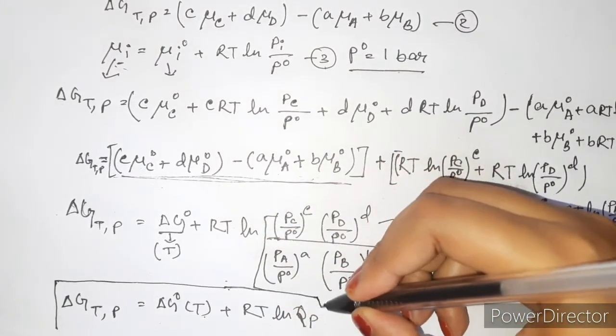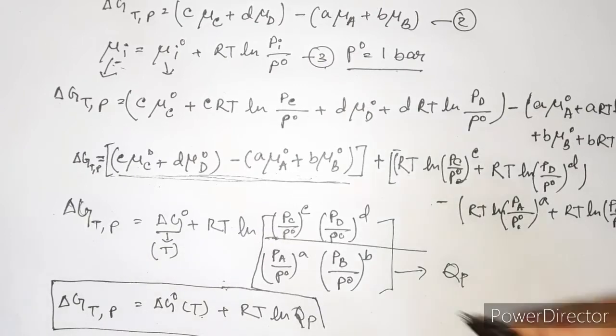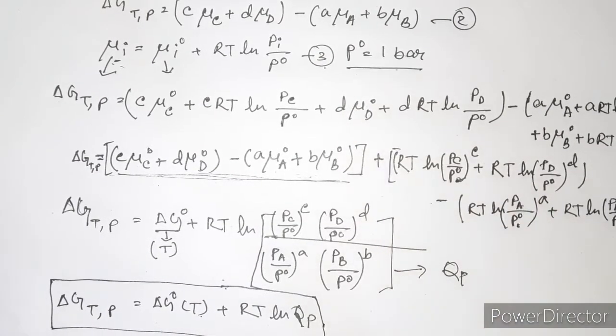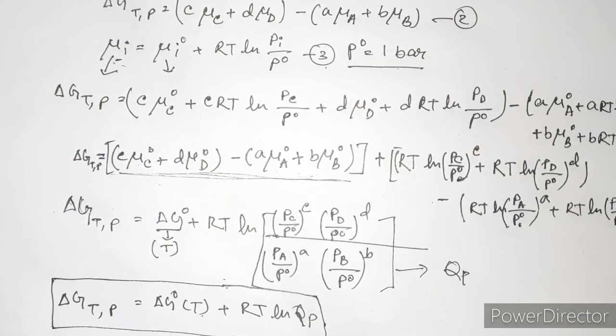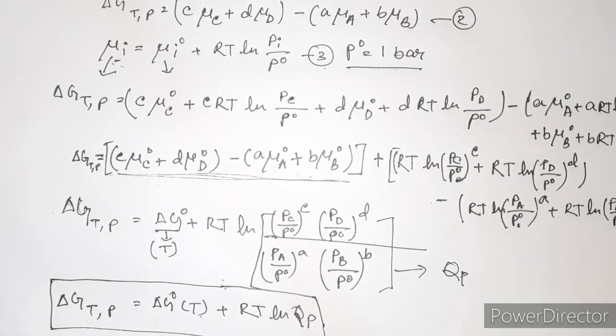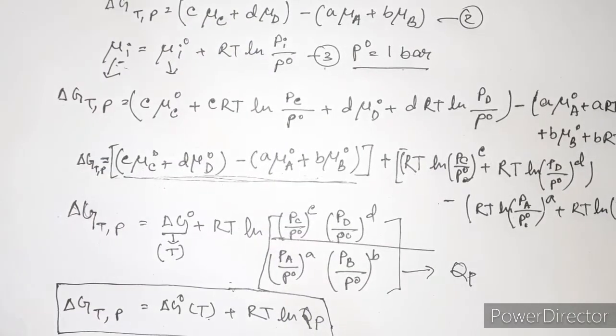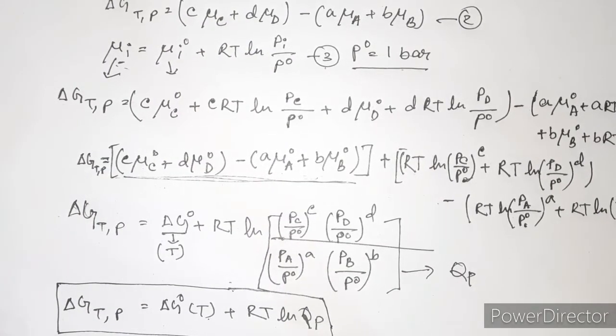And this equation is known as the Van 't Hoff equation. In the beginning I told that the Van 't Hoff equation relates del G and the equilibrium constant Kp. But this is not an equilibrium constant; Qp is the constant at any instant. When the equilibrium constant comes, I will tell you.